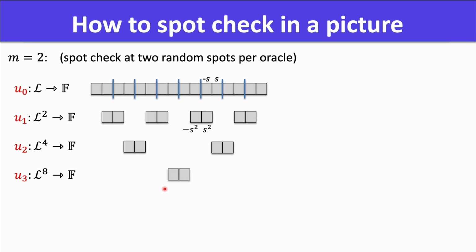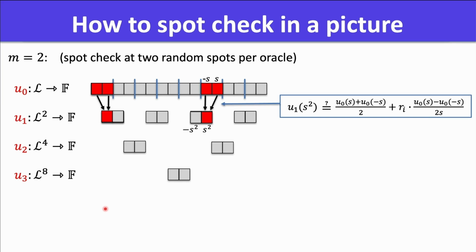It's easiest to see this in a picture, so imagine we set m to be 2, so we spot check at 2 random points. Here you see the oracles that we were given. This is the original function u0, u1 has half the domain, u2 has half the domain of that, u3 has half the domain of that, and so on. Every time we fold, the domain shrinks by a factor of 2. So how does spot checking work? We choose 2 random places in u1. We open the corresponding points inside of u0, we compute the correct folding, and we compare those to the points that we opened inside of u1. We do that using the formula that lets us compute the correct folding of u0.